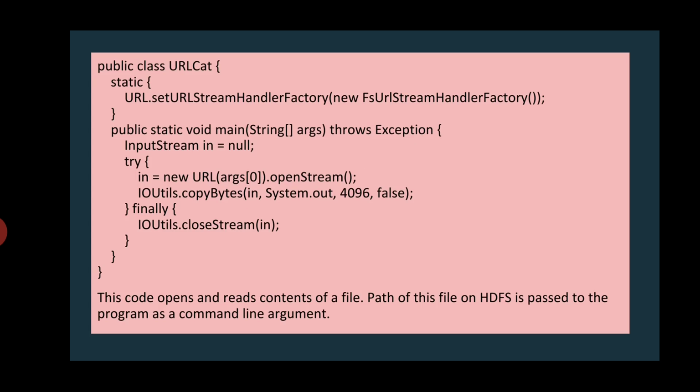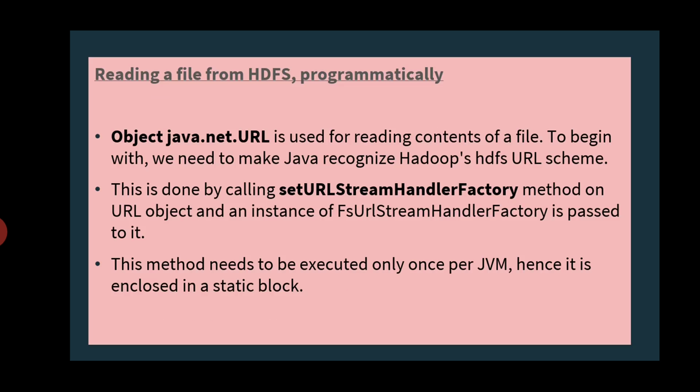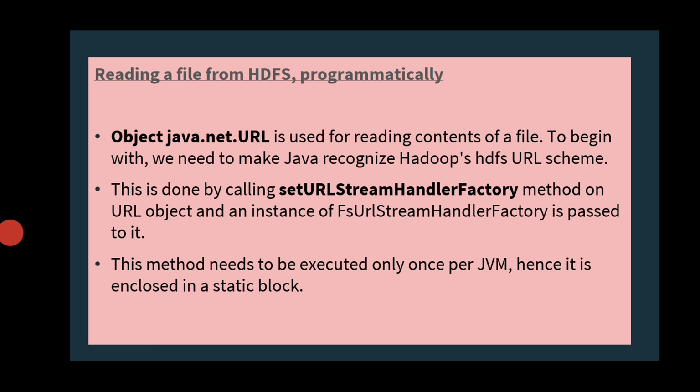Now we can see the example programmatic representation of the Java interface in Hadoop: how the code opens and reads the content of a file, and what the path of the file on Hadoop file systems is, which is passed to the program as a command line argument. We can learn about these things about the program. Now we can learn about the Java interface. What does Hadoop provide you?